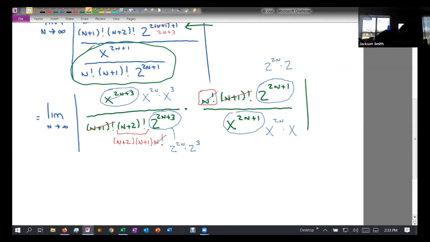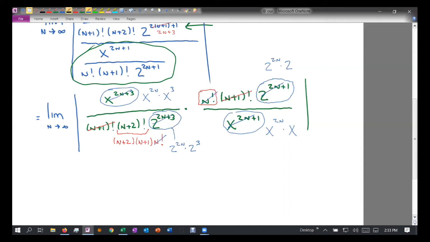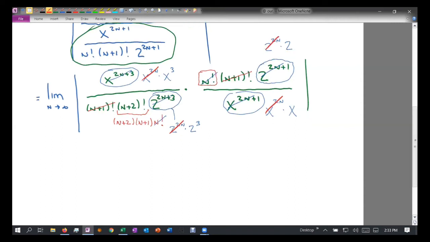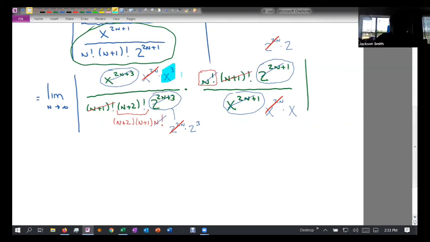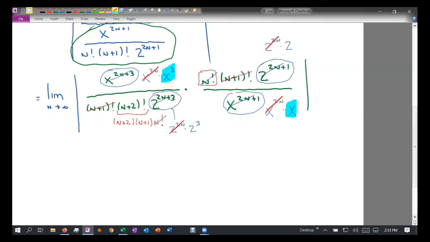Then we get a bunch of stuff to go away. Let me get rid of these I've rewritten. We've got the x to the 2n's gone and the 2 to the 2n's gone. Anything else cancel? I could reduce this, right? x cubed over x could become x squared.